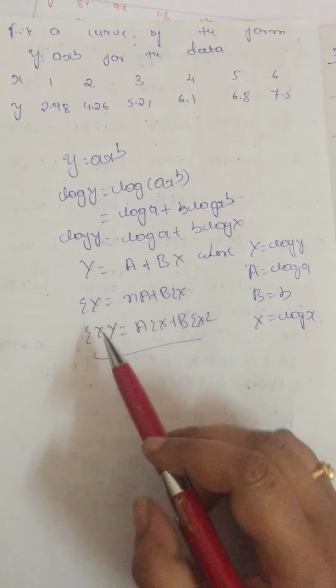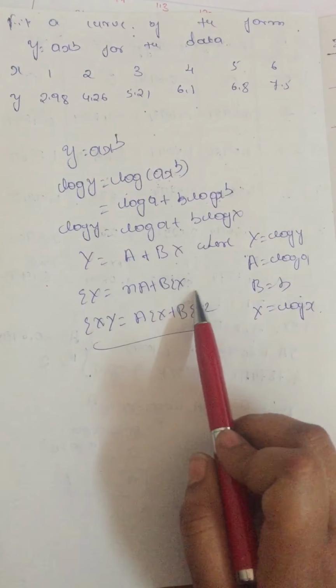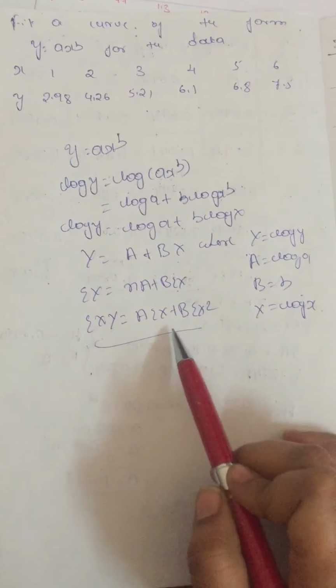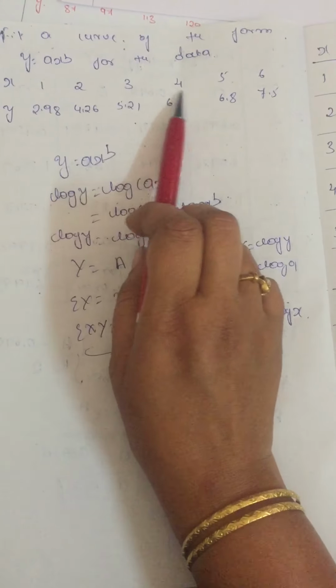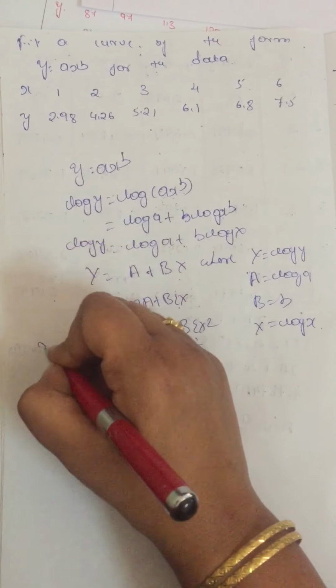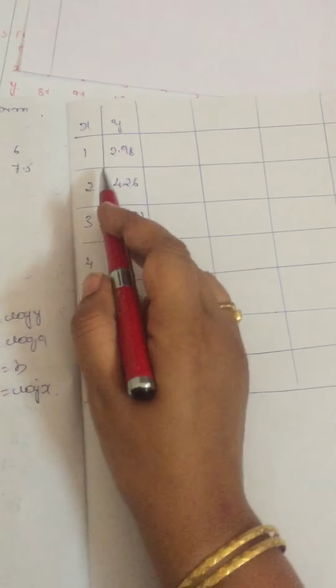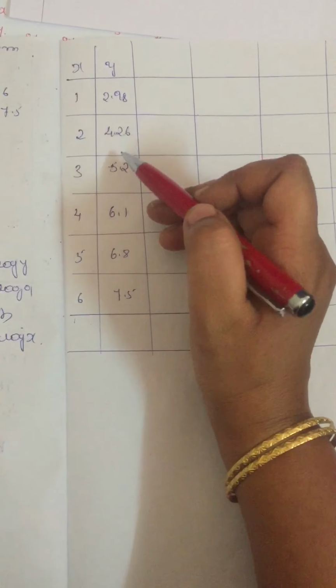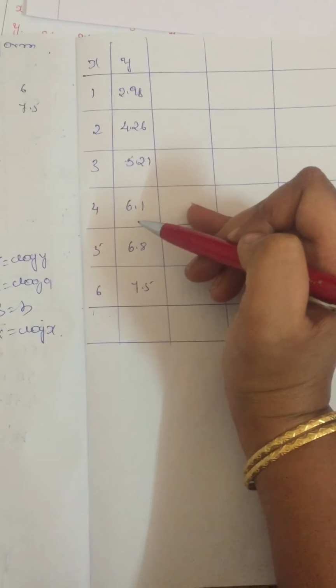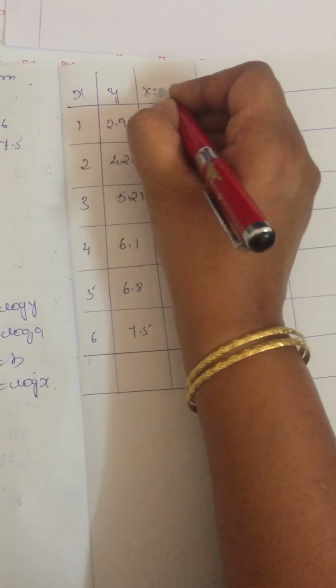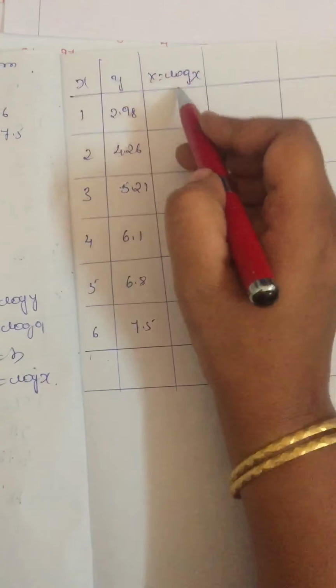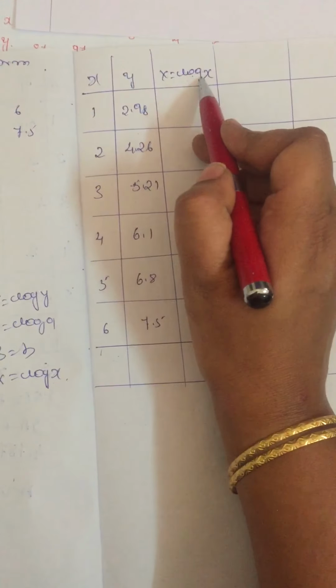Now using the given data, first we have to find summation capital Y, summation capital X, summation capital XY and summation capital X square. The n value is totally 1, 2, 3, 4, 5, 6, so n is equal to 6. Now the given x values are 1, 2, 3, 4, 5, 6 and y values 2.98, 4.26, 5.21, 6.1, 6.8, 7.5. First find capital X. Capital X value is log x. Log x means here we use the ln button because here the base is e.